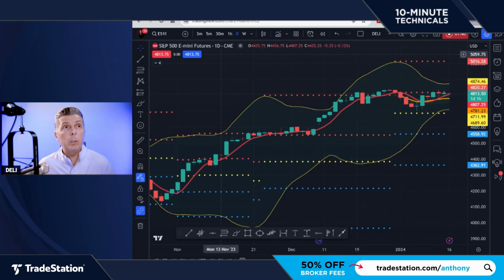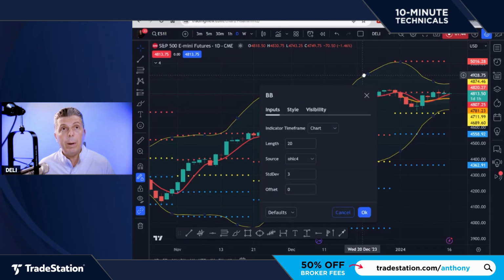So I'm using Bollinger Bands. This is really my primary indicator that I use the most for my strategy. And I'm just double clicking on it to let you see what the inputs are. It's 20 period, 3 standard deviation. The source is OHLC4. And so that's what I have here. I don't have the middle Bollinger Band clicked on. I don't need it. I'm not using it. I'm just using the outer Bollinger Bands.